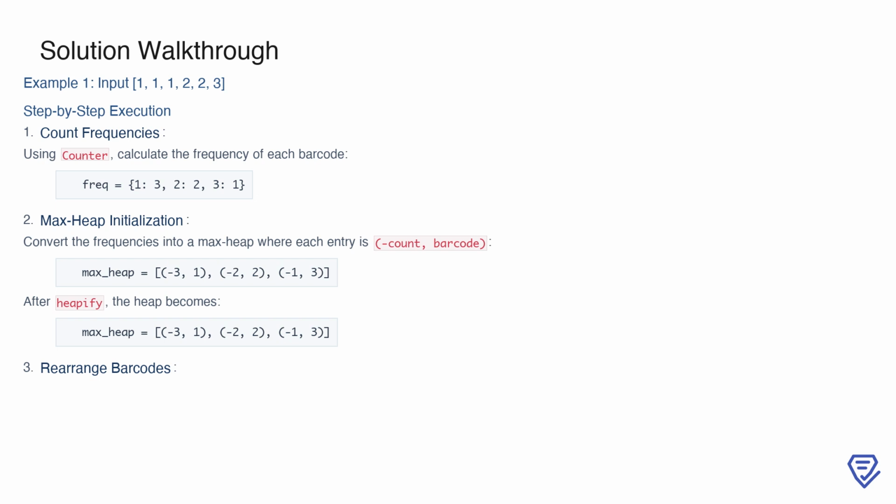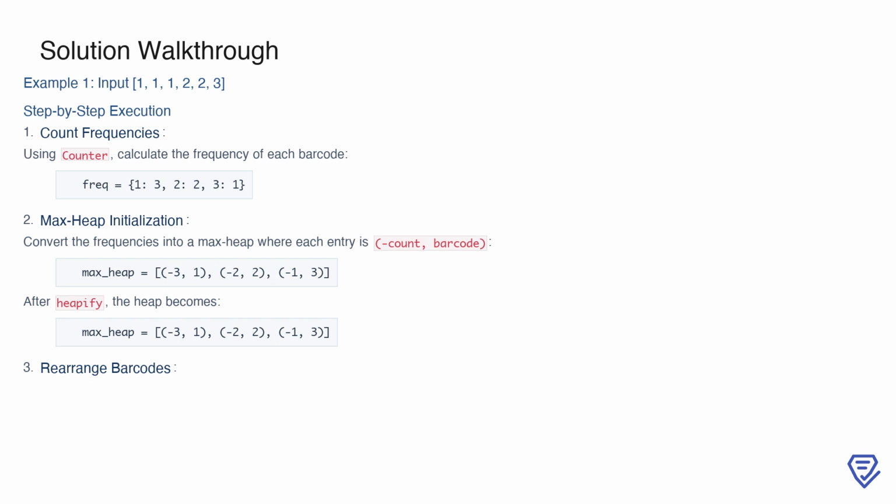The first step is to calculate the frequency of each barcode using the Counter class, which gives us 1: 3, 2: 2, 3: 1. Next, we initialize a max heap to prioritize the barcodes with the highest frequency. In a max heap, each entry is stored as a tuple with the negative count and the barcode itself, so we represent it as (-3, 1), (-2, 2), (-1, 3). After applying the heapify operation, the heap remains as (-3, 1), (-2, 2), (-1, 3), maintaining the highest frequency elements at the top.